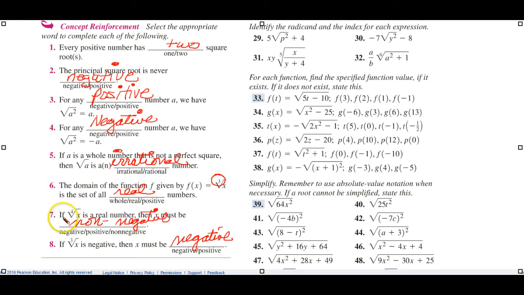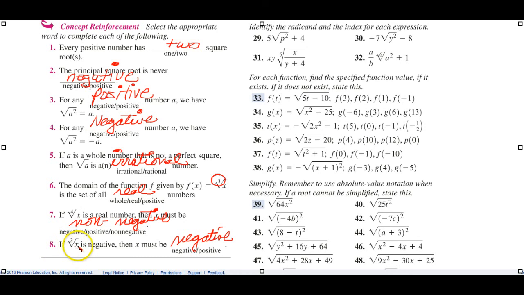Now, in the case of the 4th root of a, this can only be a non-negative number. That would include 0. So you might say positive numbers. Well, to include 0, you would say non-negative.